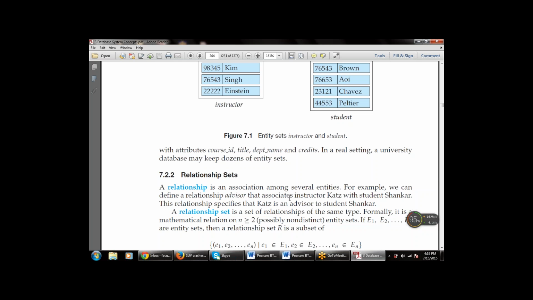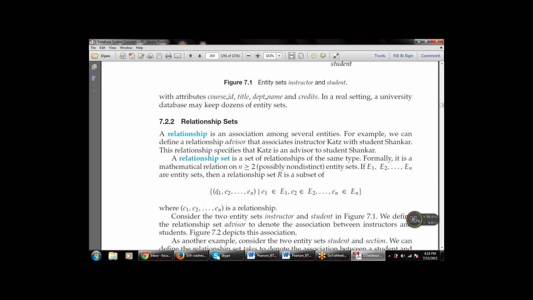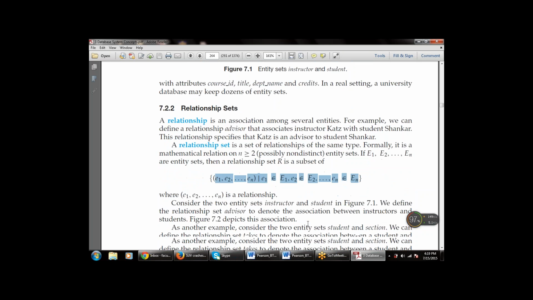Formally, it is a mathematical relation on n greater than or equal to 2 entity sets. If E1, E2, En are the entity sets, then the relationship is defined. This is the relationship that is defined.